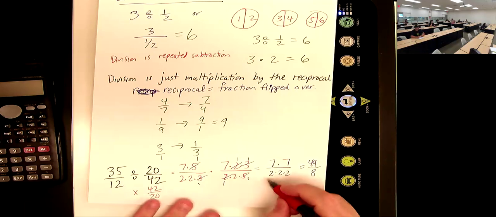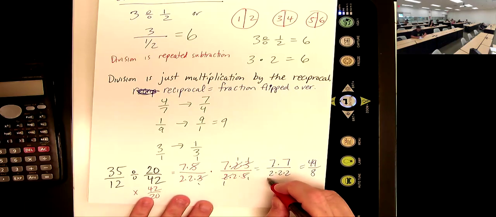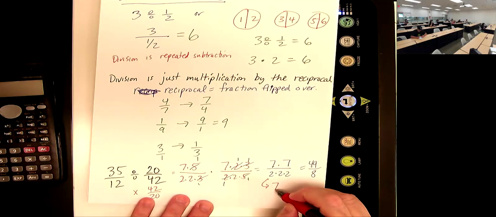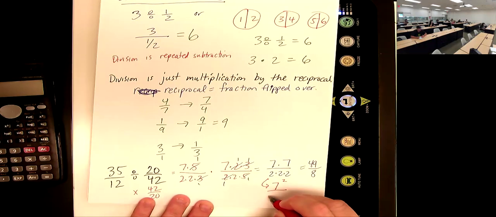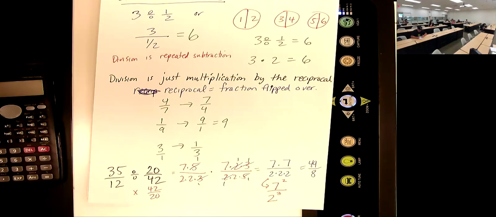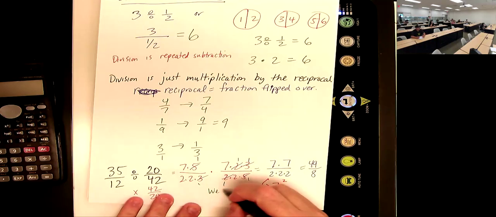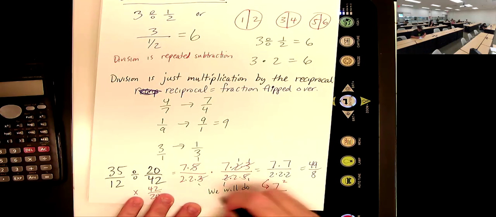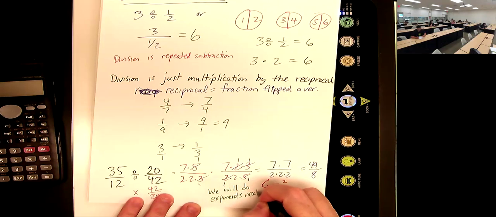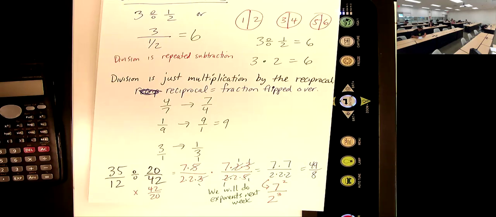Another way to write this that we'll talk about in the next week or so. This is 7 to the second power over 2 to the third power. We will do exponents next week. That's another way of doing it.